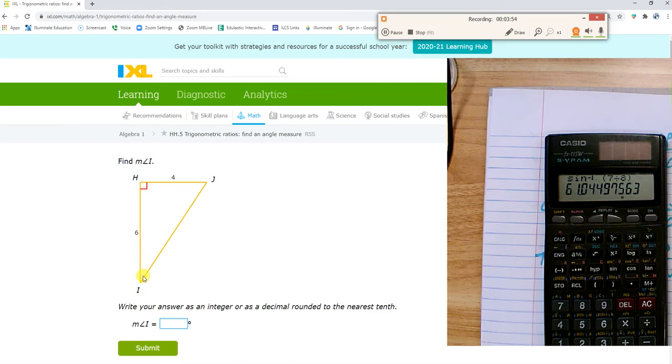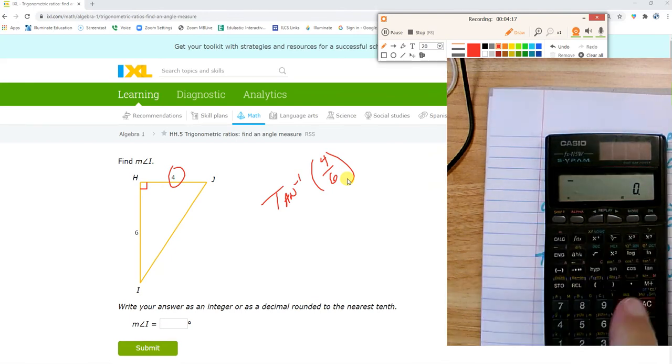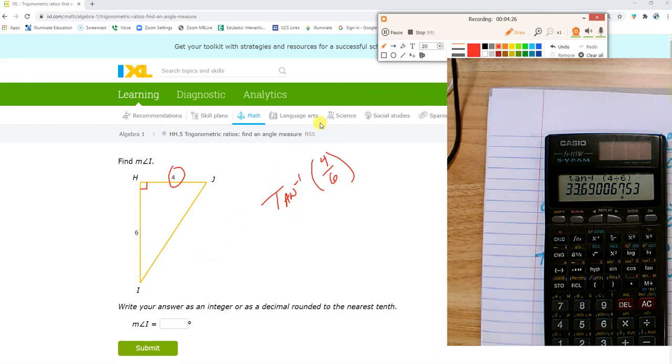What am I looking for? I. Okay, look, I don't have the hypotenuse, so this is going to be a tangent. So I is going to be inverse tangent, opposite over adjacent. I'll draw this one. So I'm going to go inverse tangent opposite, which is 4/6. And at that point, we've basically covered everything that you can possibly do with this IXL, I think. 33.7.